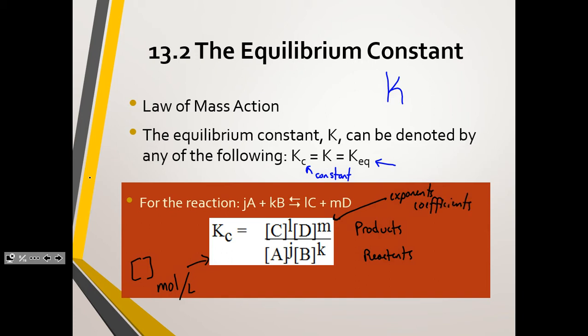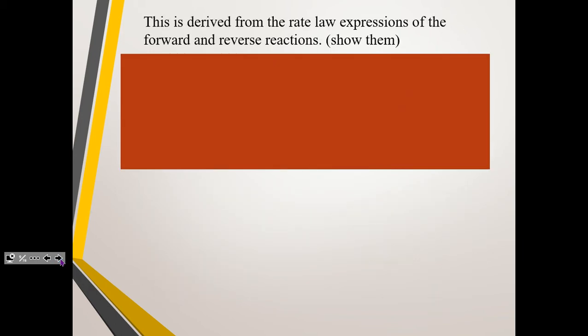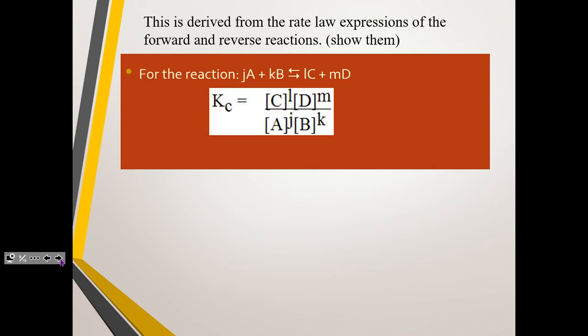In rate, the overall equation, we could not assign coefficients as exponents unless it was an elementary mechanism and it was the slow step. Let's look at how we can derive this equation from the rate law. So again, here's the general equation. What I know is that in this reaction, there is a reverse and a forward reaction. Each of those is going to have its own rate law.